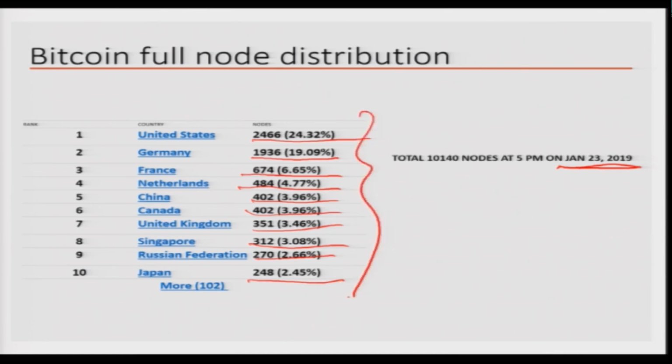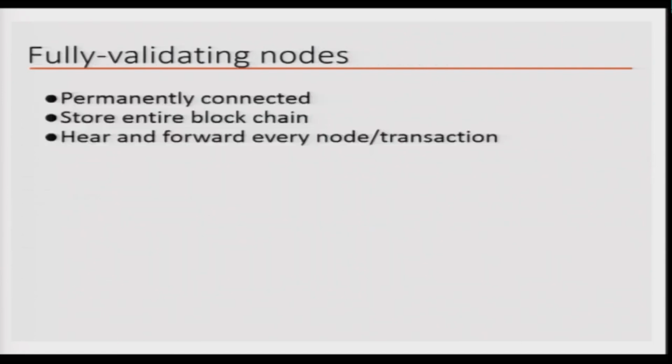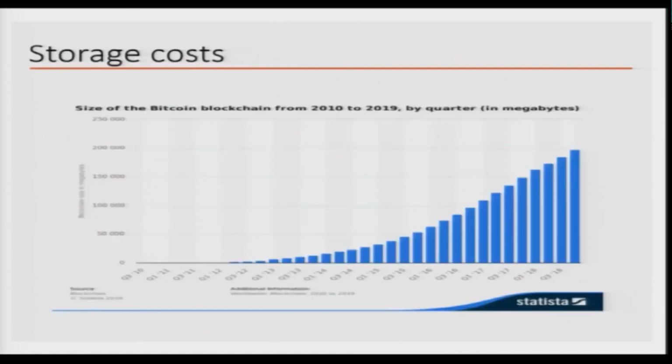Full nodes require a lot of computation, although they may not be miners, and they have to be always connected. So, that is a big deal to actually run full nodes. These are called fully validating nodes, and they store the entire blockchain, and they hear and forward every block and transaction.